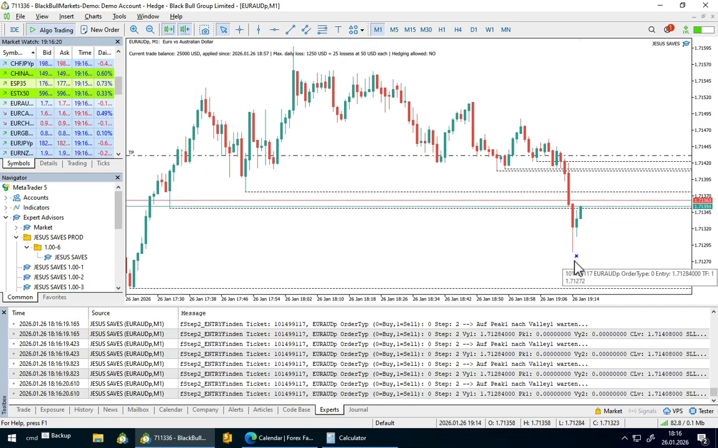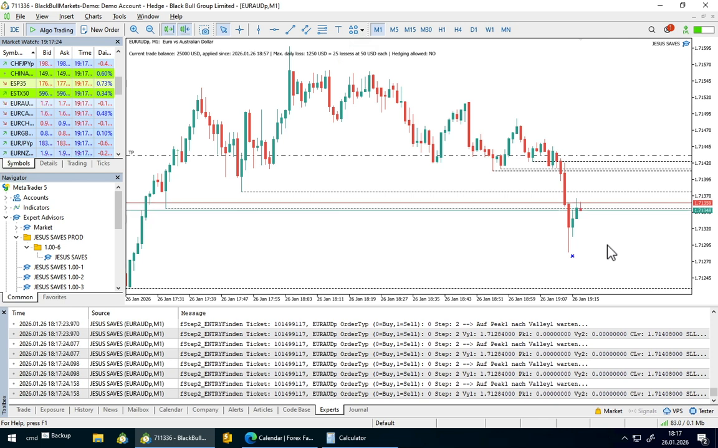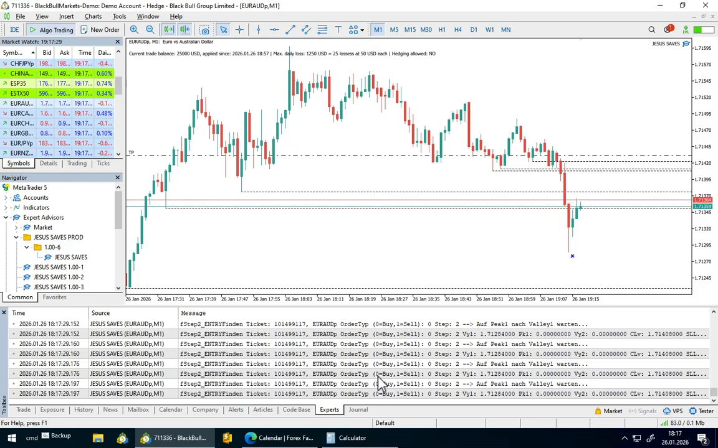and now he's looking for a peak. When he found a peak, then he's looking for the next valley. And when the second valley is higher than this current valley, then he's going to enter a buy. And you can see here in the experts tab some new information. Order type, either it's a buy or sell. We are looking for a buy.